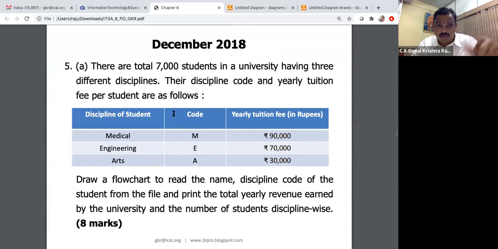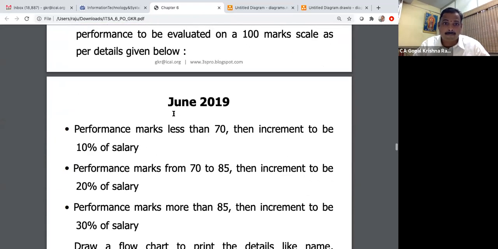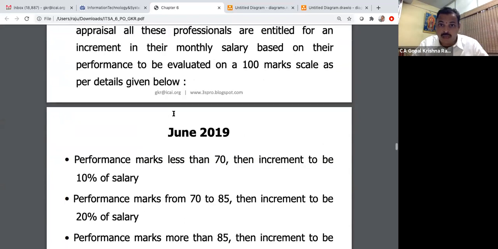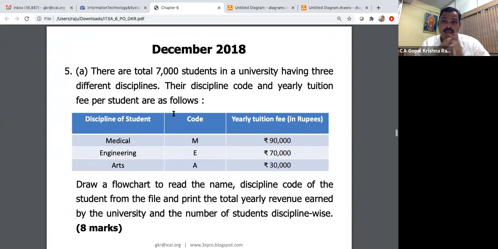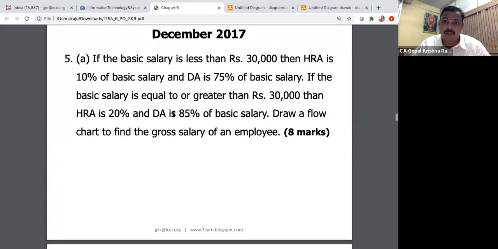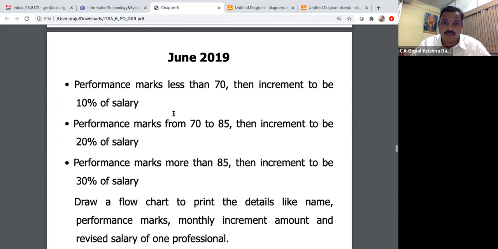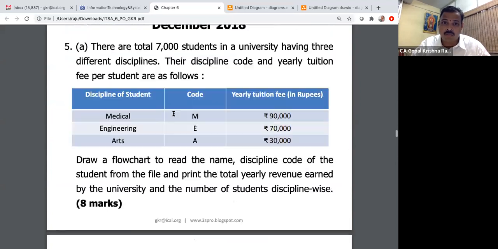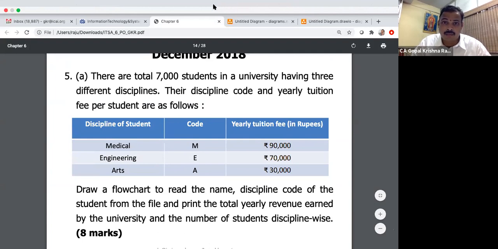The December 2018 question, the December 2017 question, and the June 2019 question are all simple questions, called decision making cum computation questions. Any one I will do quickly, so please pay attention. Either December 17 or December 18 or June 19, any one. Maybe I will do December 18. I hope all of you are comfortable so far.